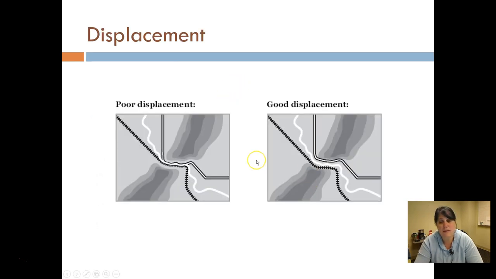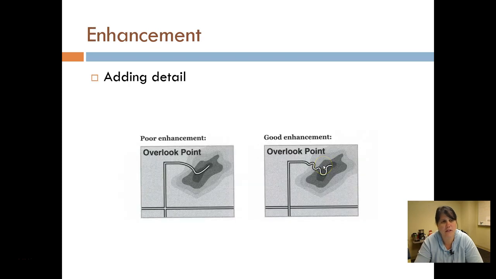So displacement. This is basically where you have things that kind of come on top of each other, and this is a way of making it look better. And again, in ARC toolbox, they are in that same category of tools, the displacement tools, so that you can create things that look like that. Enhancement, this is just adding detail to a map, and this is a good example.